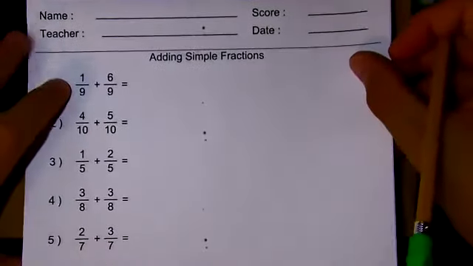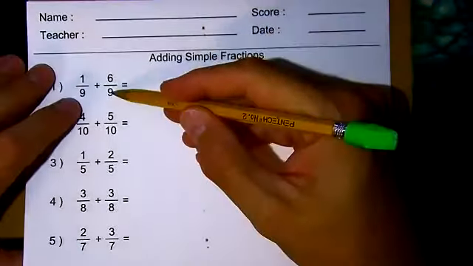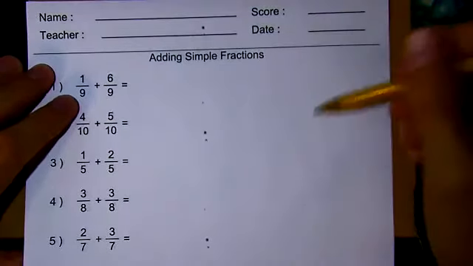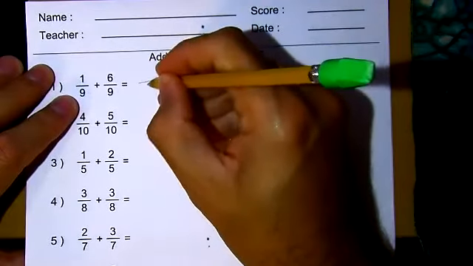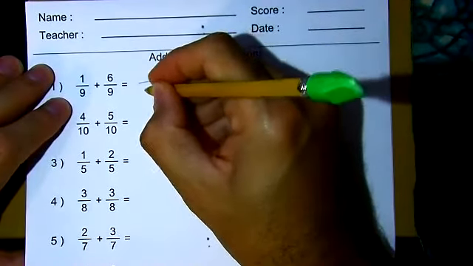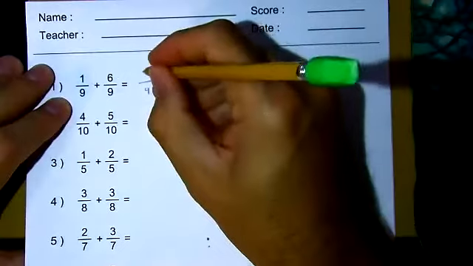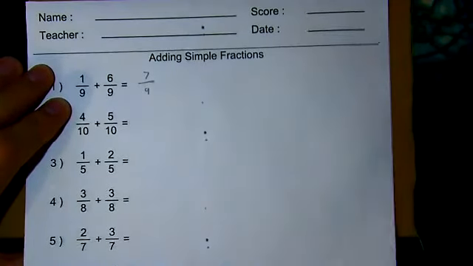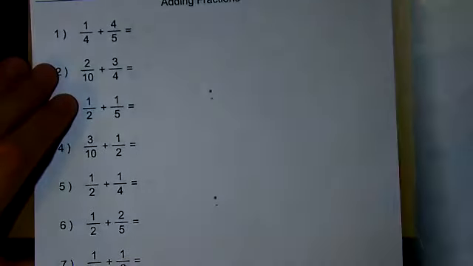I'm going to do one problem on each of these pages. Now, if your denominator is already the same, you can just leave these horizontal. So 9 is a denominator, so 9 stays. 1 plus 6 is 7. Make sure that's simplified. It is, so you're done. All the answers to these are on the back.